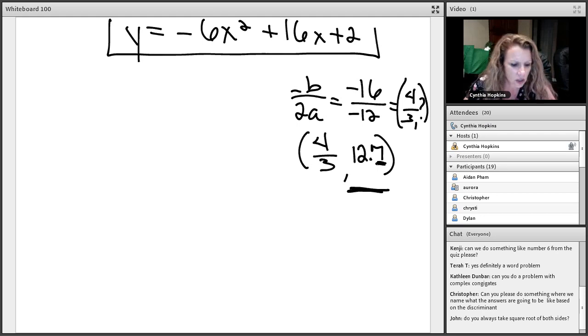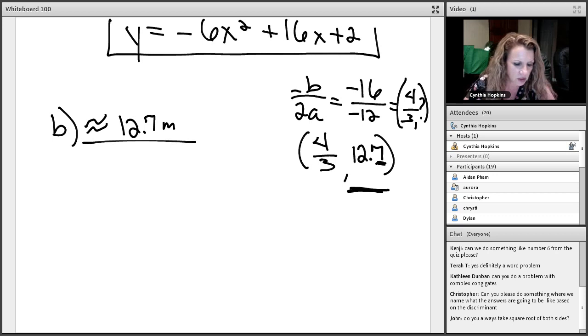Okay, so that answer, this is part B, would be approximately, I'm going to put my squiggly equal sign, 12.7 meters. It is a word problem. You need to put your units.